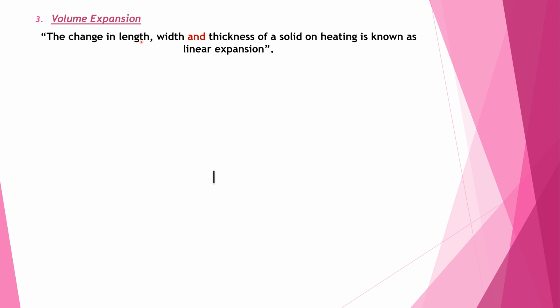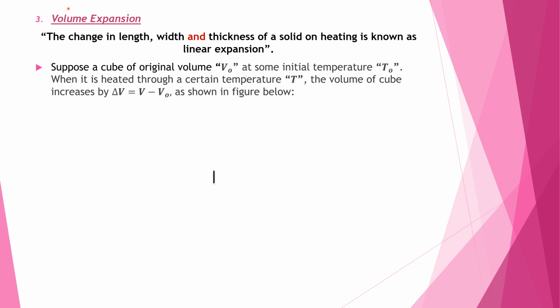Okay, now for volume expansion. Volume expansion is actually the three-dimensional expansion of solid. It is the change in length, width and thickness of a solid on heating. So to understand volume expansion, I suppose a cube of original volume V naught. It is at some initial temperature T naught. When it is heated to a certain temperature T, let delta V be the increase in volume, which is equal to V minus V naught, where V is the final volume and V naught is the initial volume.